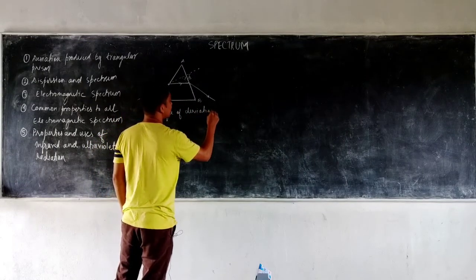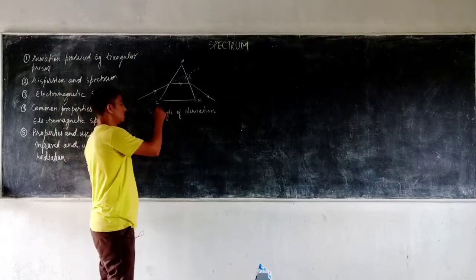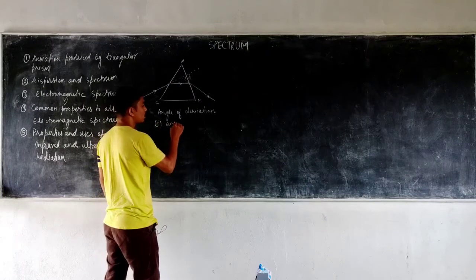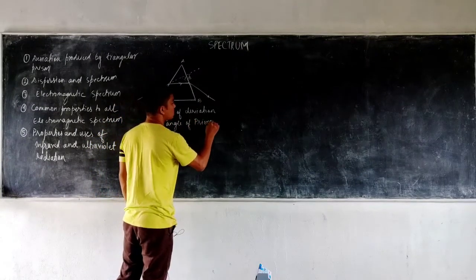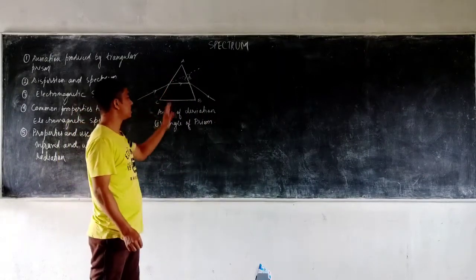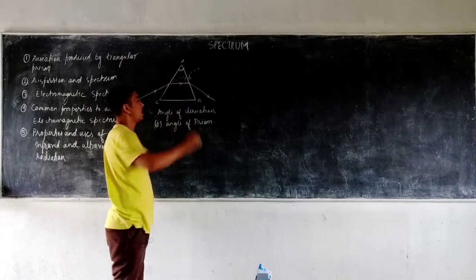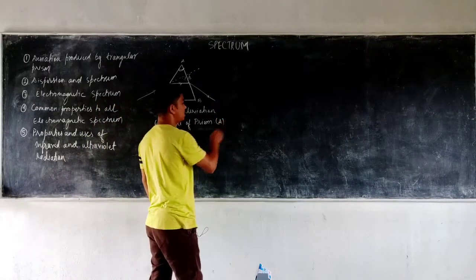Now, this angle of deviation depends upon some factors. The first factor on which it depends is the angle of the prism. How does it depend? The angle of deviation is directly proportional to the angle of the prism. This angle is known as the angle of prism. So, greater is the angle of the prism, the more is the angle of deviation.